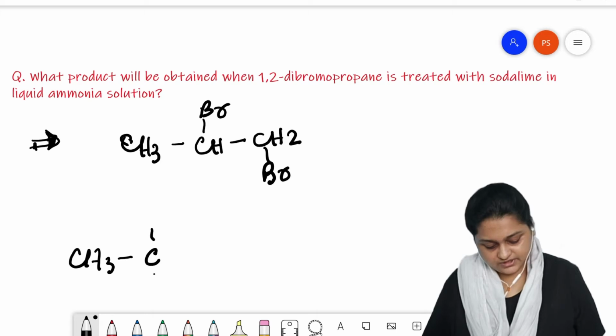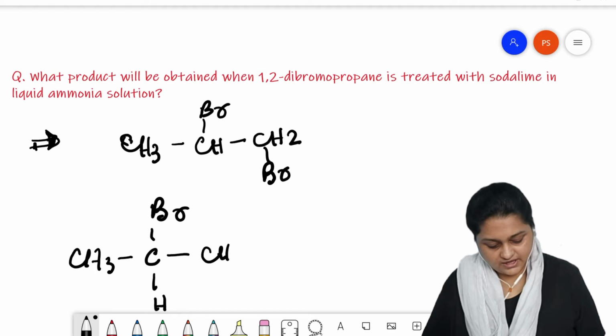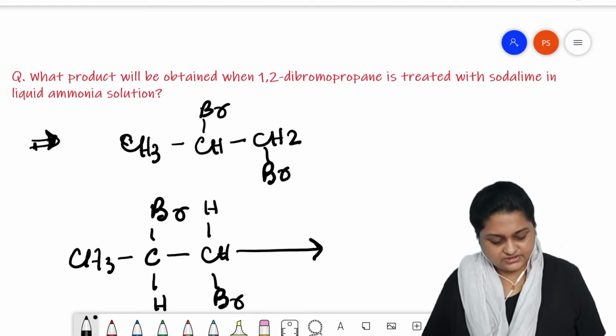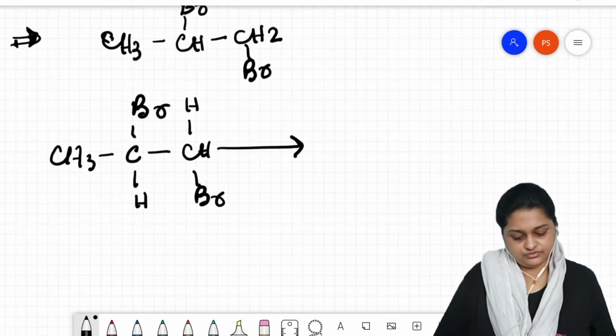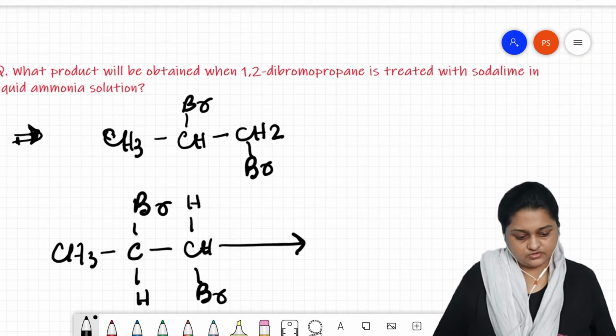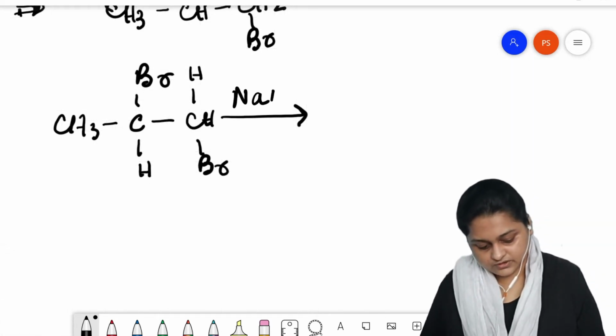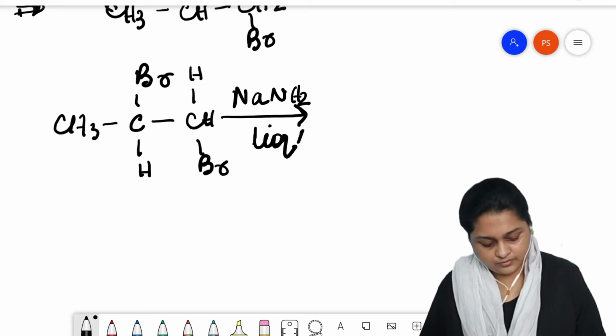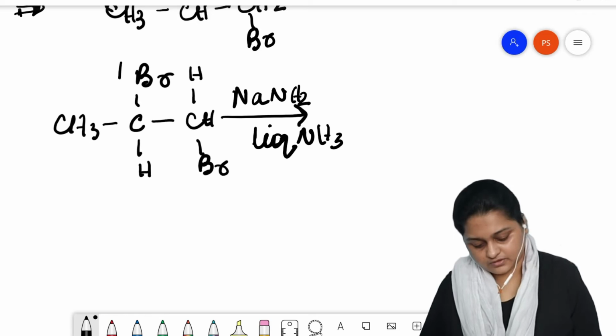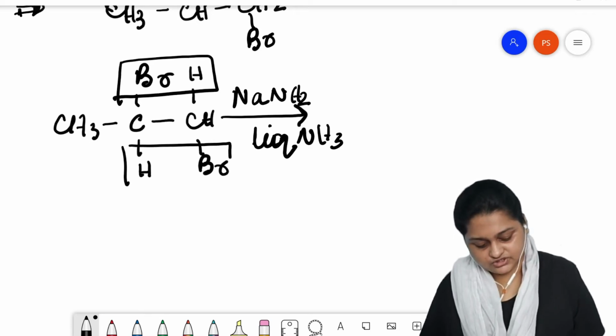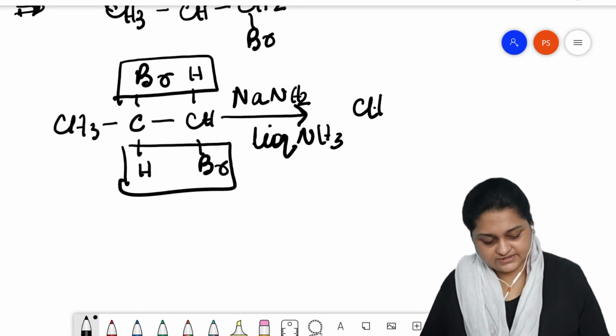Now this compound can also be written like this, CH3 CBrH CHHBr. When this compound is treated with sodamide, NaNH2, in liquid ammonia, 2 molecules of HBr are removed. As a result, propyne is formed.